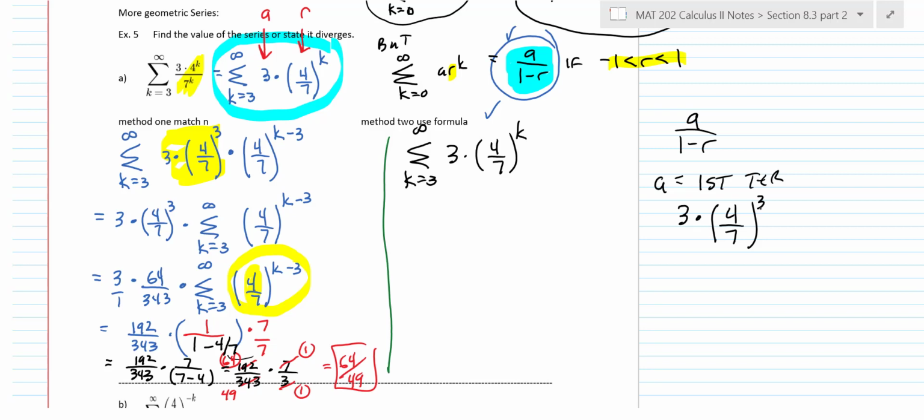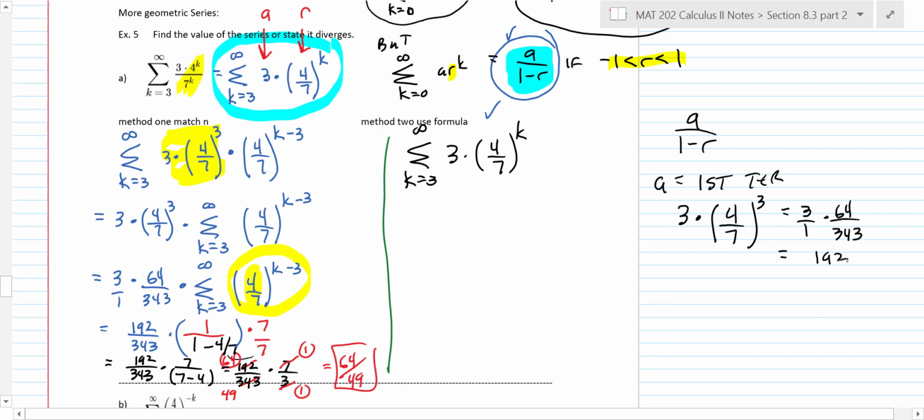And then r is going to be 4/7, right? So remember, a is just your first term in that formula. So let's go ahead and crunch that out then. So this is going to be 3 over 1 times 64 over 343. And let's see, 3 times 64, I think, is 192 over 343. Okay, so that's what a is. And then r is going to end up being 4/7. Okay, so we got everything that we need to know.